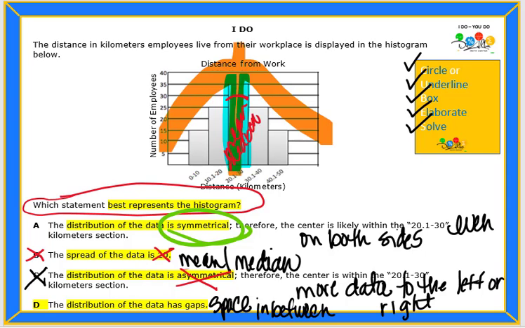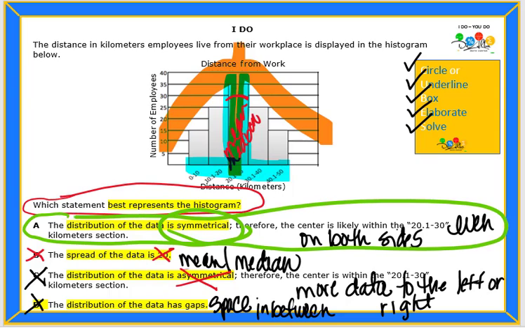D, the distribution of the data has gaps. If we look at the data from 0 to 50, there are no gaps. D is incorrect. The correct answer choice was A. The distribution of the data is symmetrical. We are now done solving the I Do problem. At this time, you can move on to the You Do problem and use the cube strategies to solve.